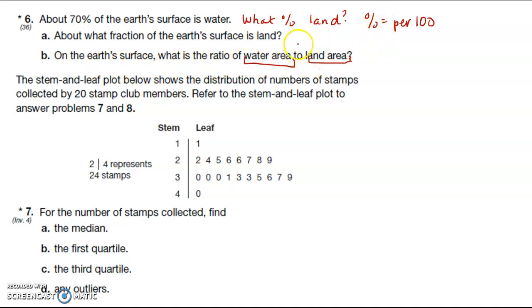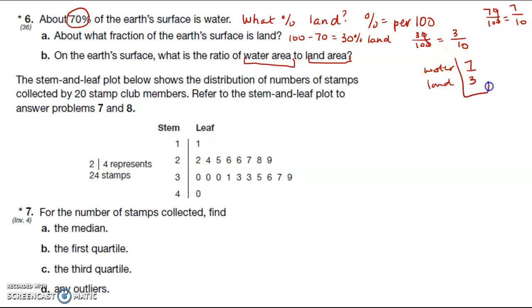I might as well go ahead and do this one. So I know that this is going to be what fraction of the Earth's surface is land. So if 70% is water, I know 100 minus 70 gives me 30% is land. 30% is 30 per 100, which when I reduce is 3 over 10. And the ratio of water to land, so if water is 70% or 7 to 10, the ratio of water to land is going to be 7 to 3. Those are my answers there.